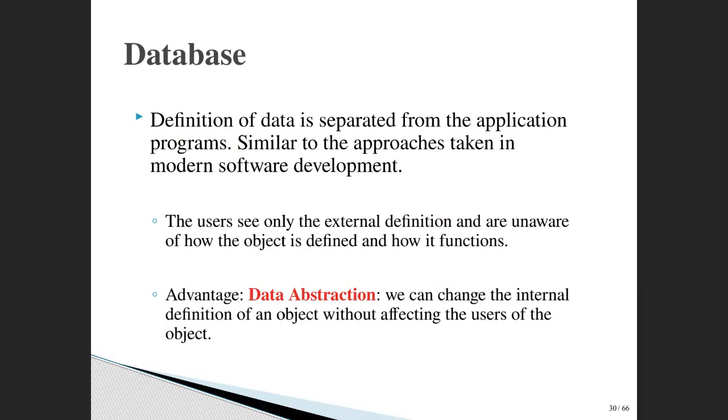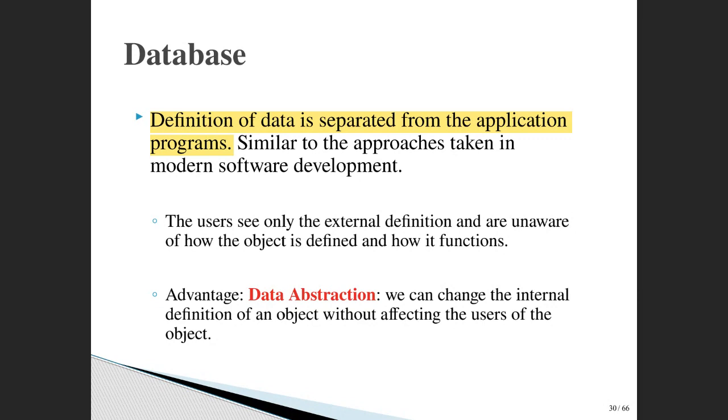Now, as you know, in the file base, the data definition is stored dependently on the application or program code. This is very important to be understood. On the other hand, in the database, the data definition is stored separately from the application programs, which means that we can update it easily without affecting the application program. So data definition is separated, and this is very important about the database.